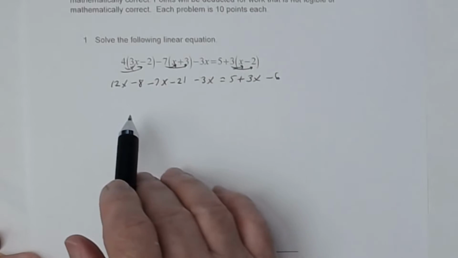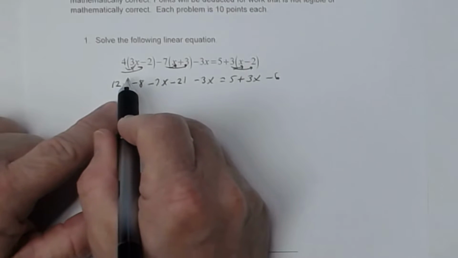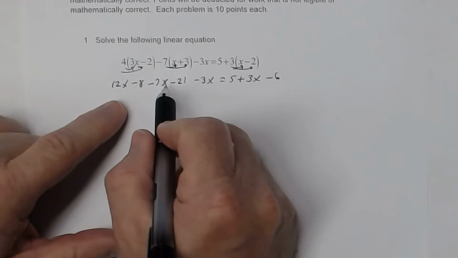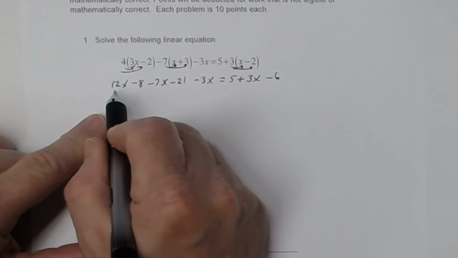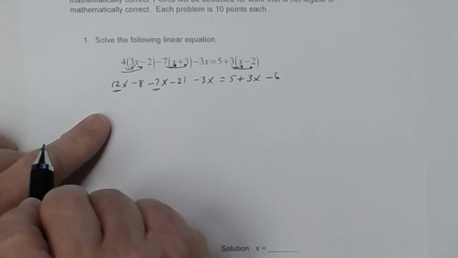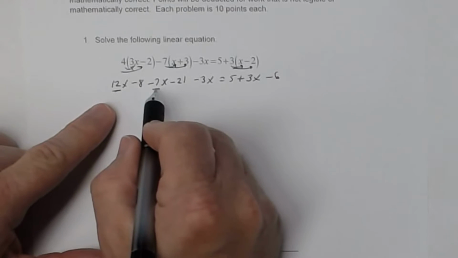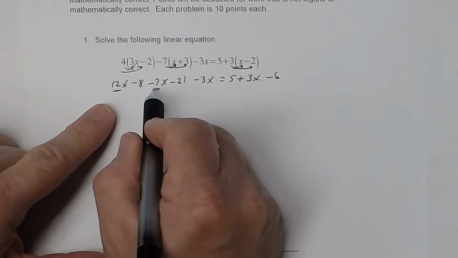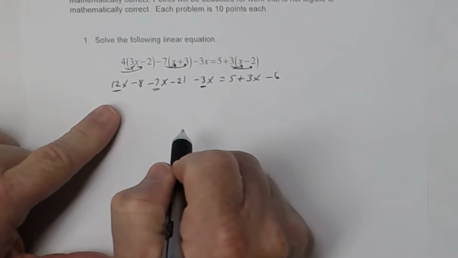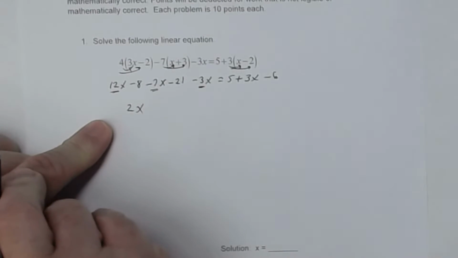Now I'm going to combine like terms. So I'm going to combine the variables first. This term contains x to the first, and this term contains x to the first. So those are like terms. So I'm going to add those two terms together. 12x and a negative 7x, and forget about the negative 3x for now. So 12 and a negative 7 is a positive 5. So I have 5x so far, and then 5x minus 3x is 2x. So I get 2x here. So those three terms are like terms.